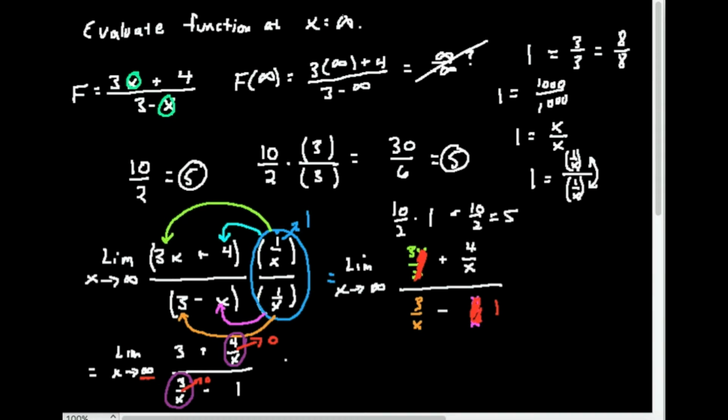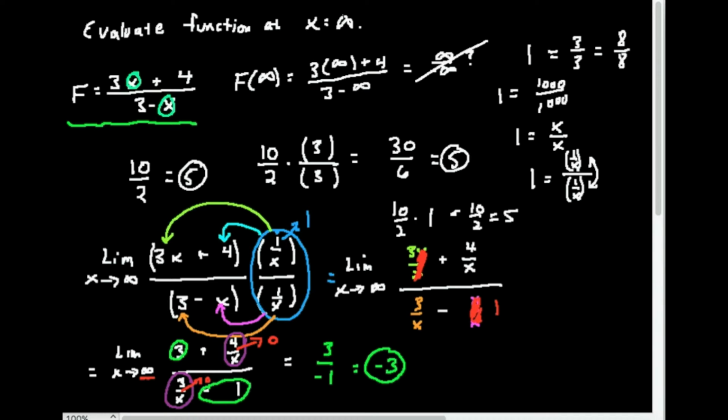So what am I left with? Well, I can drop the limits now because all I'm left with are this 3 and this minus 1. So the answer is going to be 3 divided by negative 1, or negative 3. And so this is the limit of this function right here as you take x out to infinity.